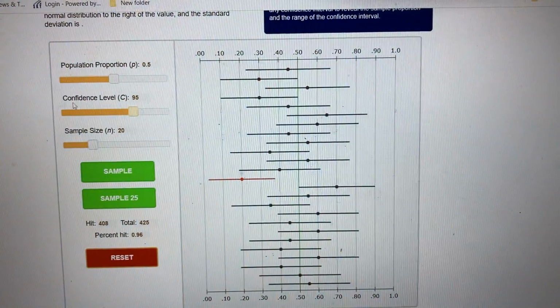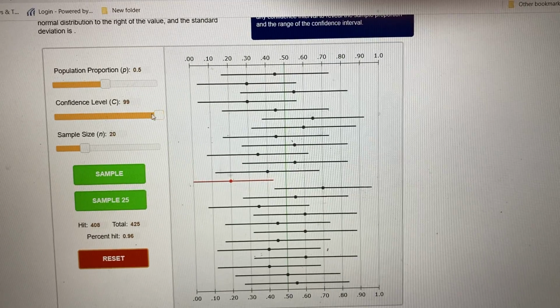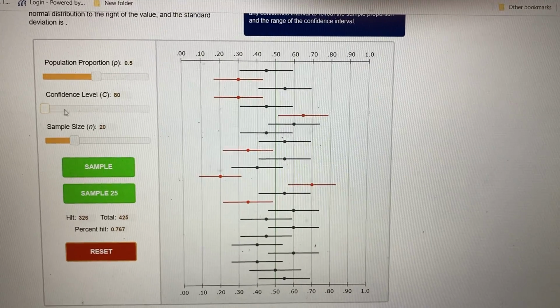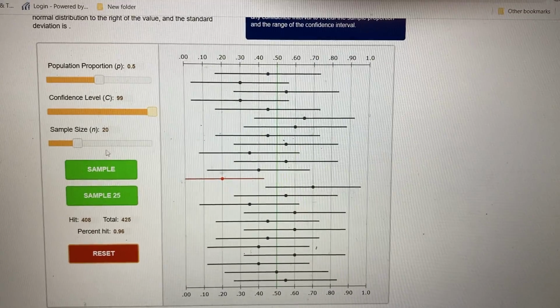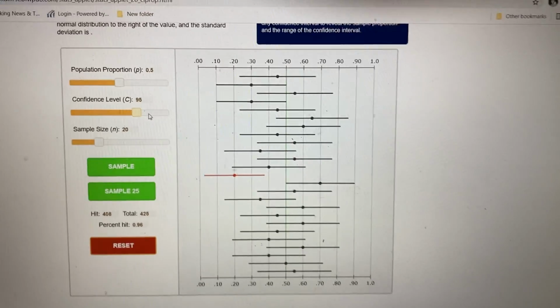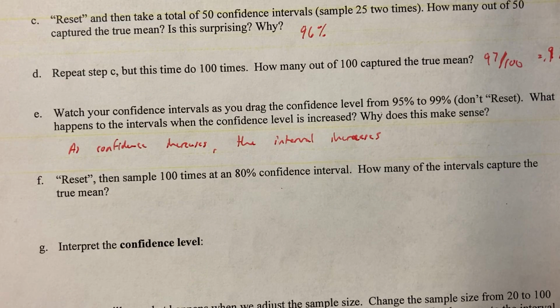There we go, look at that. As I increase, my width increases. Look how small my intervals are here compared to the width up here. You get a wider interval, like my age. When I said is my age 35 plus or minus 2 or 35 plus or minus 10? Which one would you put your money on if you had to bet? 35 plus or minus 2 or 35 plus or minus 10?